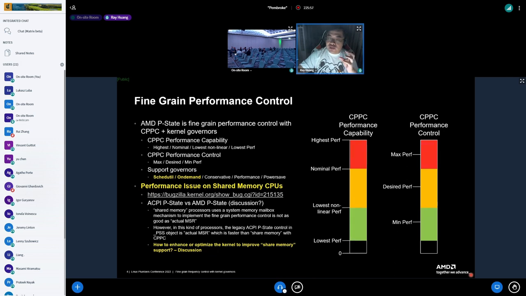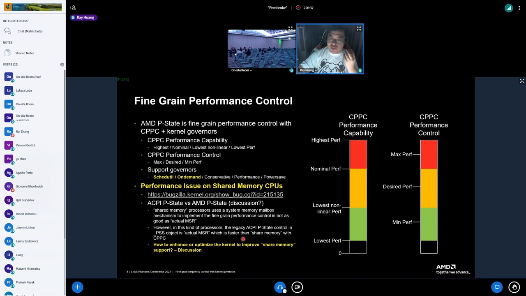And there were 255 performance states in AMD P-state. Compare that with only three ACPI P-states, and the CPU CFS scheduler governor might not face much frequency performance change in AMD P-state. There is another reason. The legacy ACPI P-state control in the PSS object is actually an MSR register, which is faster than the shared memory in CPPC.